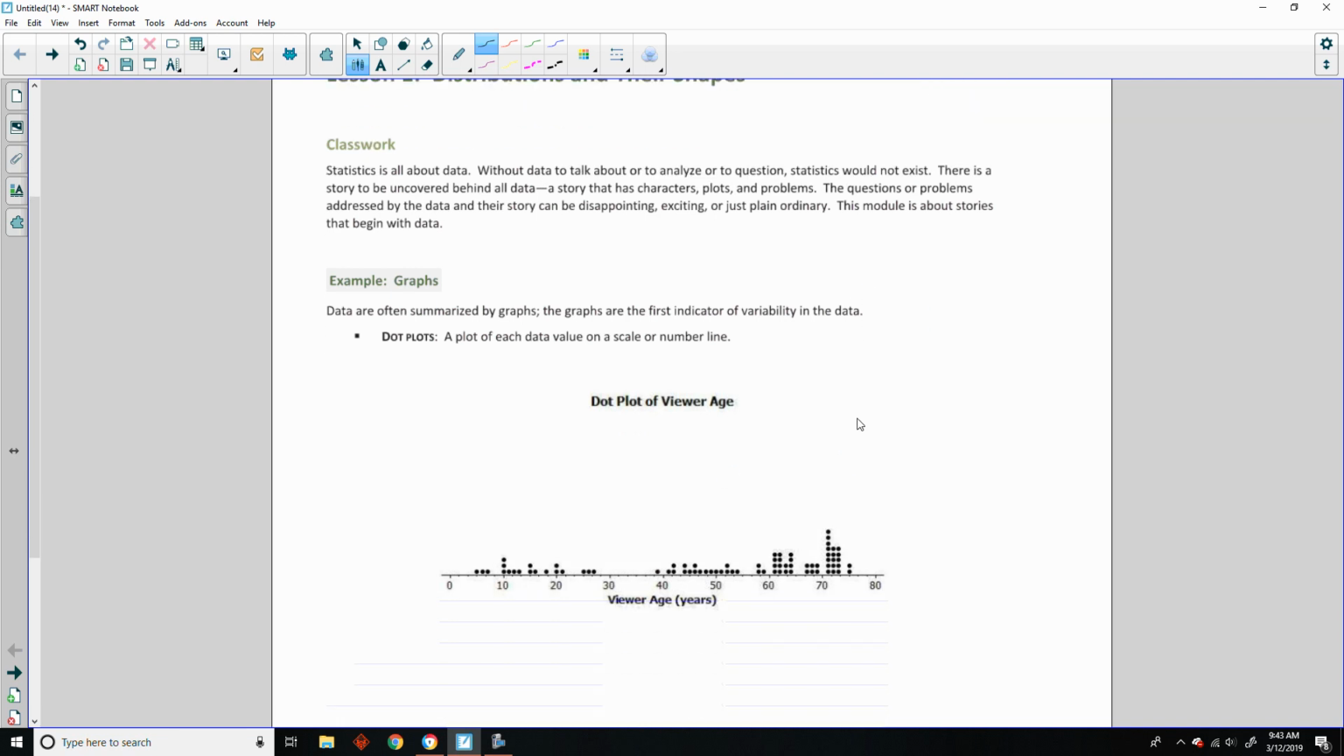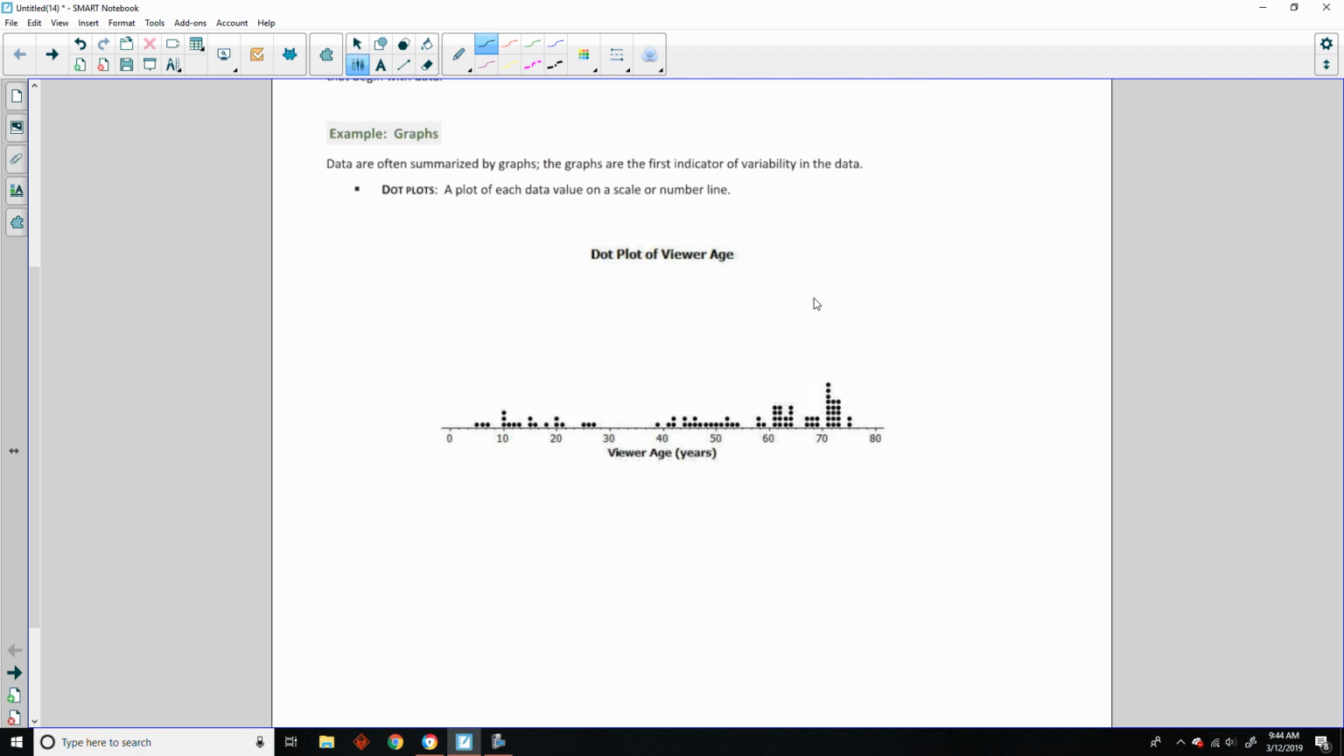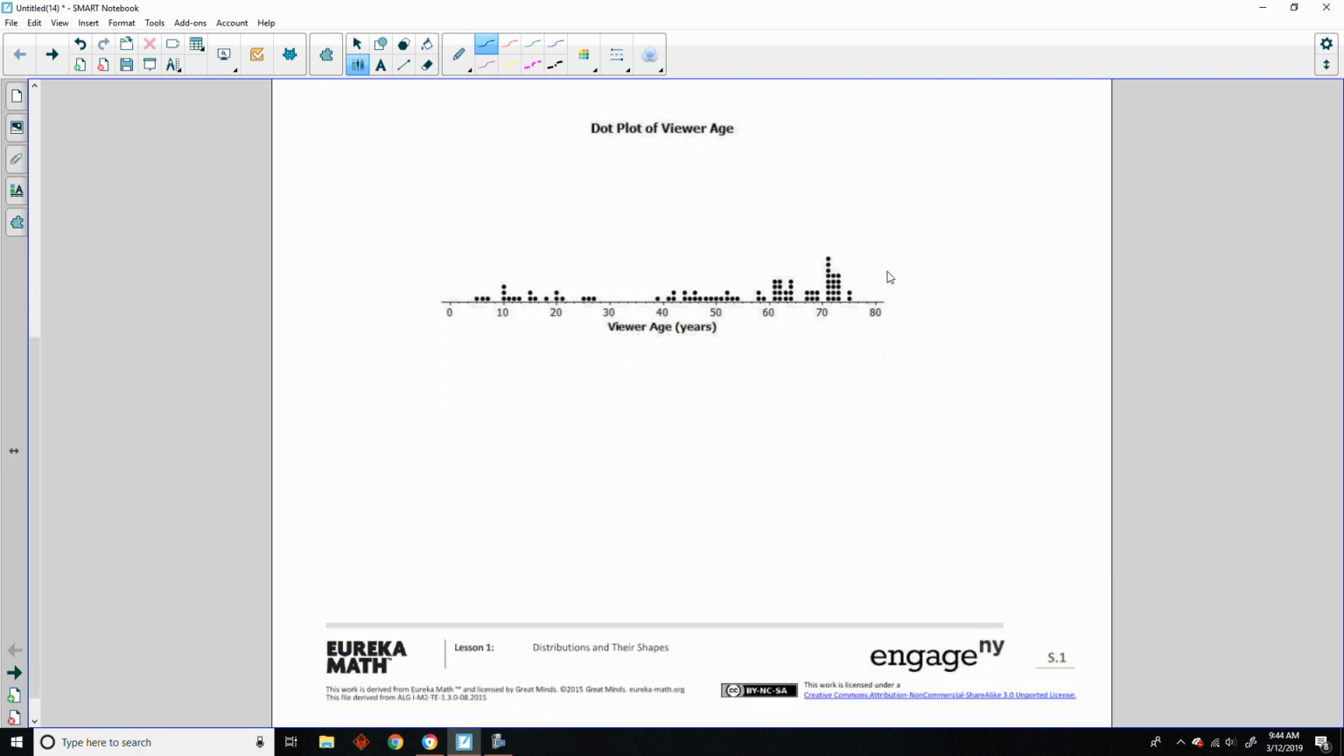Example, graphs. Data are often summarized by graphs. The graphs are the first indicator of variability in the data. A dot plot is a plot of each data value on a scale or number line. So this is review because I know you've done this in prior math classes. This is a dot plot of viewer age. So maybe they're talking about a TV show and they want to know how old people are that watch this show. Well, it shows that 3 10-year-olds, 1 8-year-old, 1 7-year-old, 1 6-year-old. You get the idea?